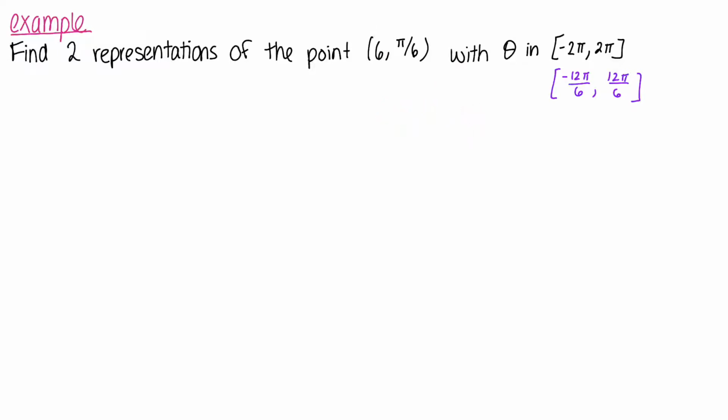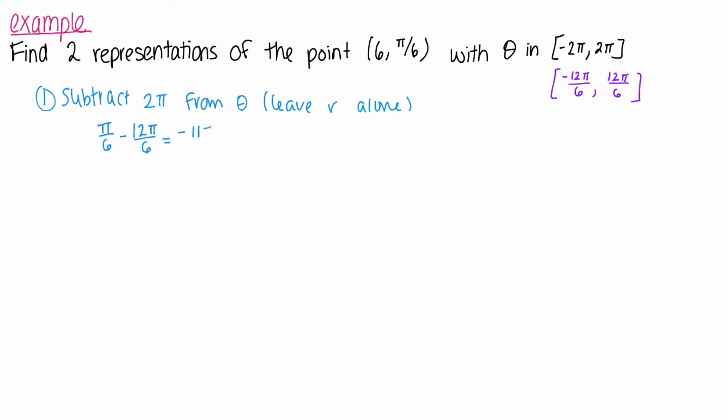So my first point, I will subtract 2 pi from theta and leave r alone. So pi over 6 minus 12 pi over 6, I get negative 11 pi over 6. So the point that I would have would be the point 6 comma negative 11 pi over 6.